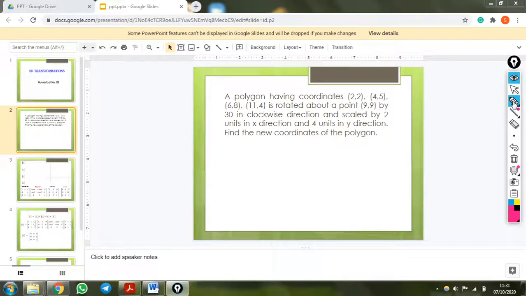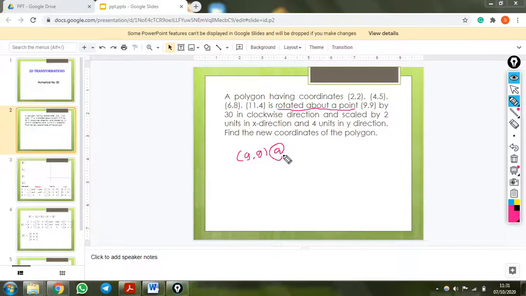So in the given question, the coordinates of 4 vertices are given, right? It is rotated about a point. Remember, this is not rotated about the origin, it is rotated about the point (9, 9). So this is very important information given in the question. So it is rotated about point (9, 9) by 30 degrees.